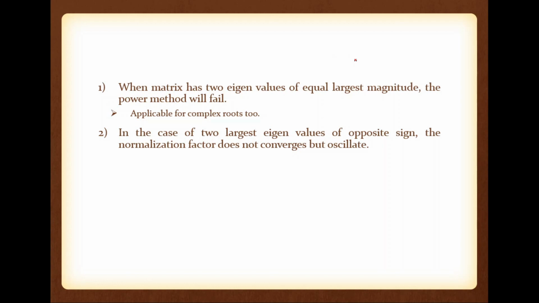If we have largest eigenvalues like -5 and +5, or -5 and -5, then we have two eigenvalues with the same magnitude, and the power method will not converge. Especially in the opposite case, where magnitude-wise the largest two eigenvalues have opposite signs, it will not converge, it will oscillate between two values. So that is the second case. Is it okay?